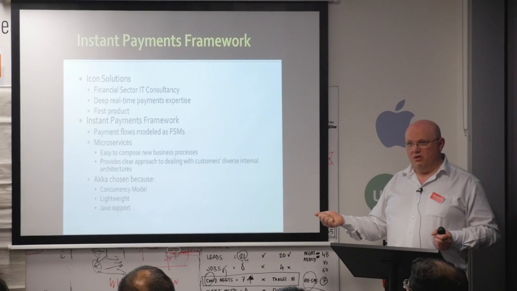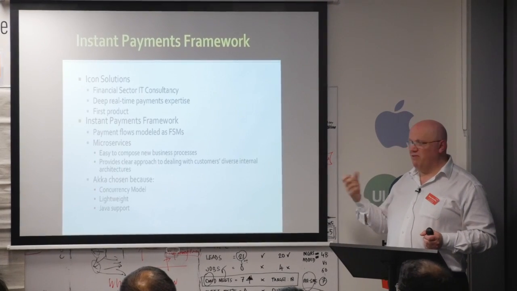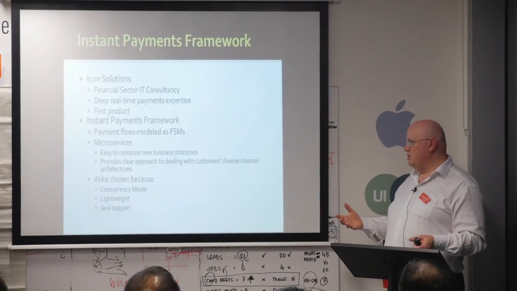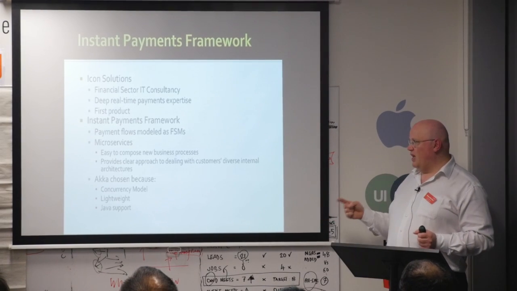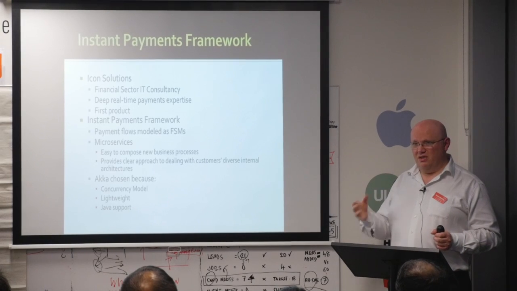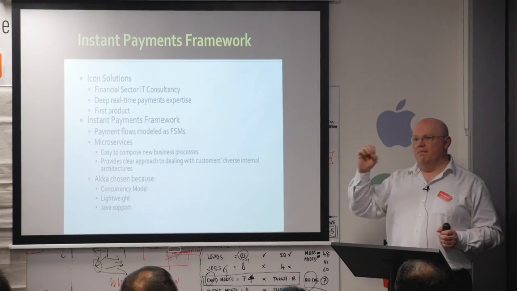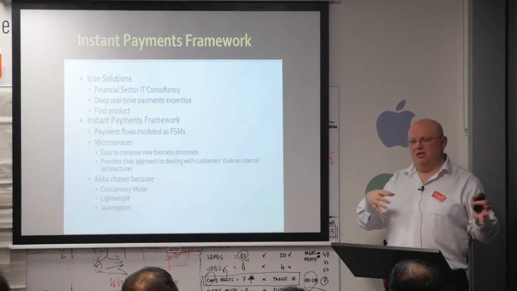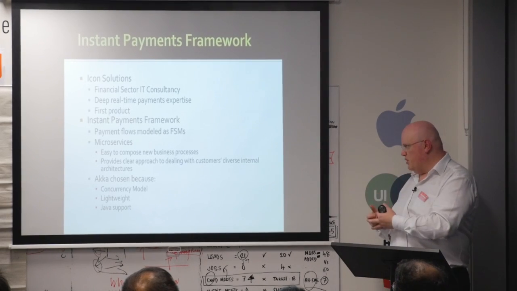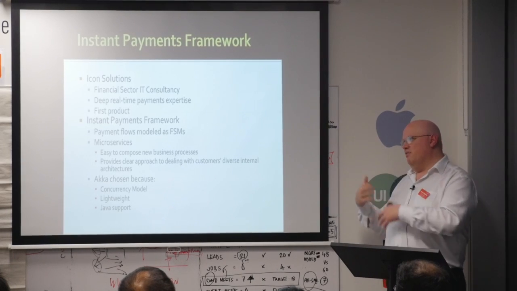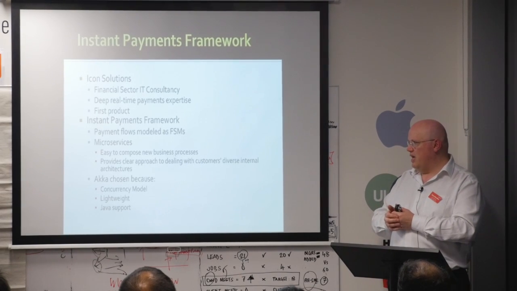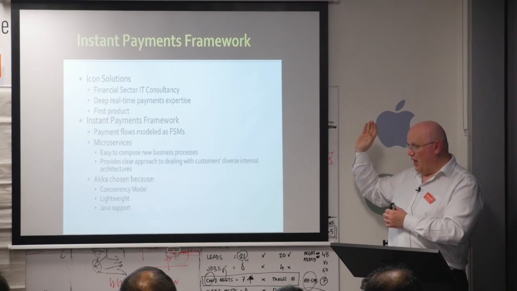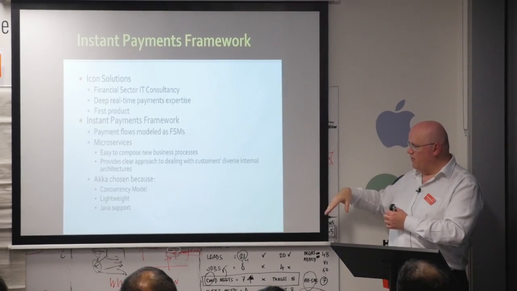The reason why we're doing it in microservices and finite state machines is it's very easy to compose new business processes for our customers, for the banks that we're selling to. It really provides a clear approach to dealing with their diverse internal architectures, because we can create bespoke actors and microservices fronting their legacy systems and everything else, providing stand-in processing, failover recovery and all sorts of fun things there, etc. So it really helps us deal with those diverse structures, as well as the Camel integration, which does a lot for us.